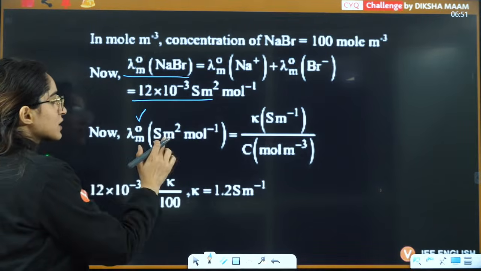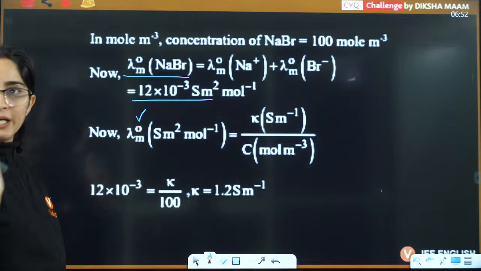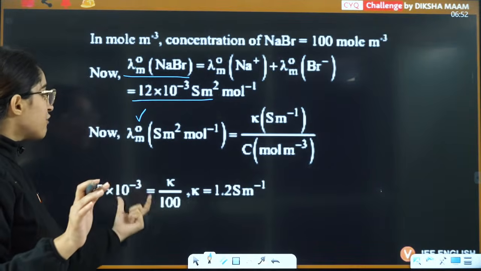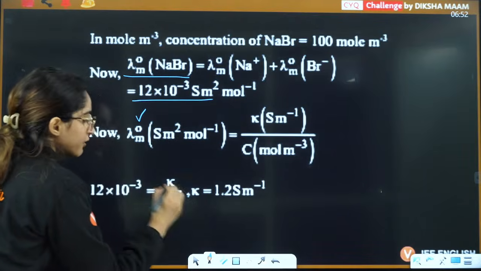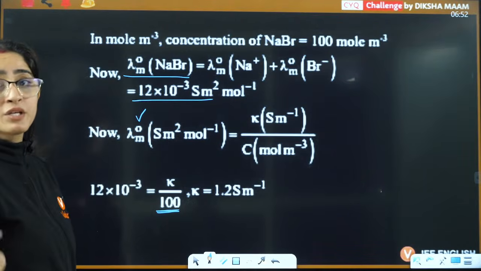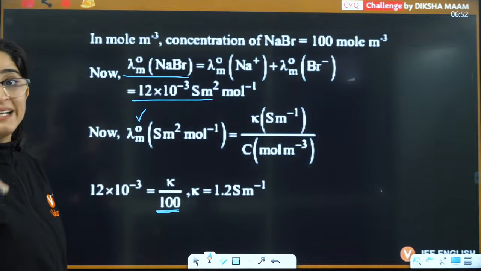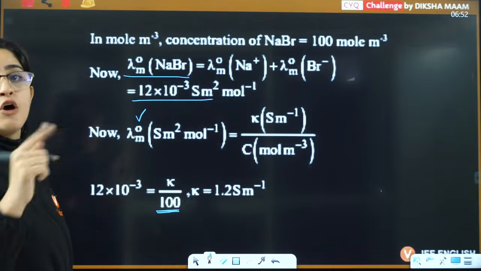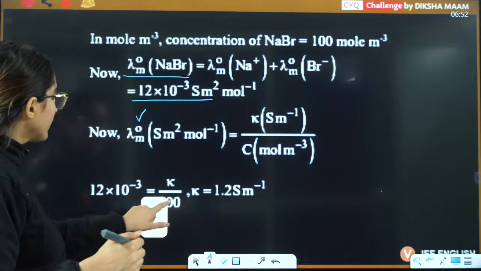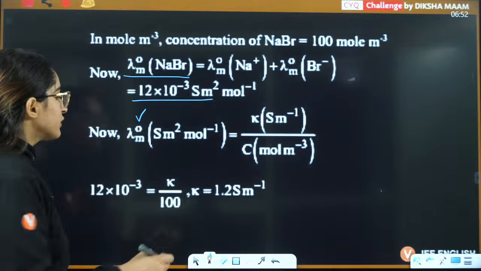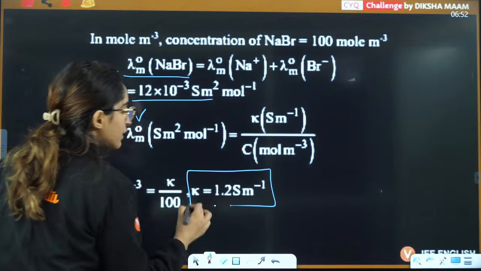First thing is, this is given in meters, so the formula will not be multiplied by 1000. And here when you put the value of concentration, you will put the value as 100, not 0.1, because 0.1 is in mole per liter, mole per decimeter cube. We have to define it in mole per meter cube, right? So put the value of this here, calculate the value of kappa, that is given to be 1.2.